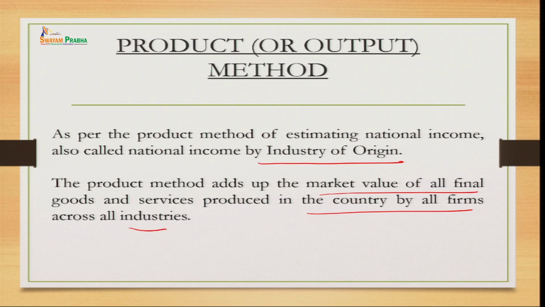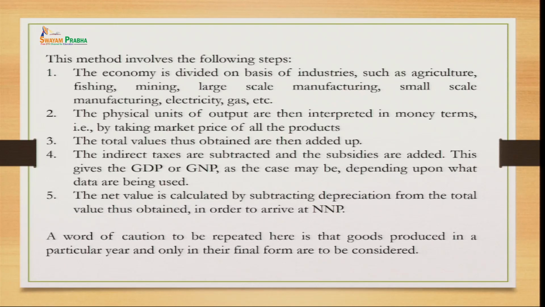So, first what we do is we calculate this national income by the product method, and for the calculation we take up the money value of all the final goods and services which are being produced in the economy, right. So, these are the steps basically, for your better understanding. How do we calculate national income? Using these steps we calculate national income by the product method.